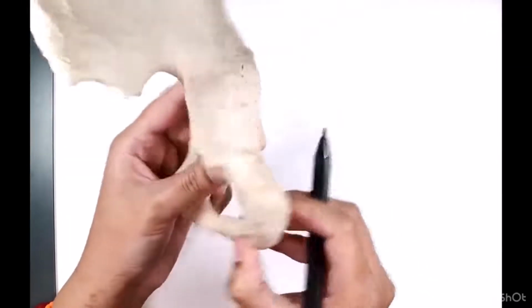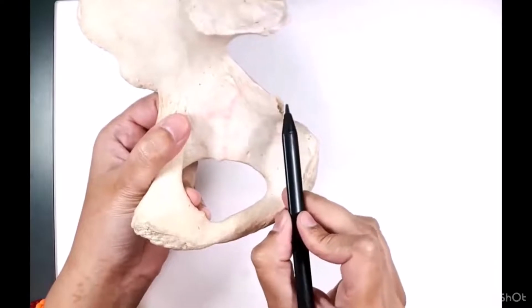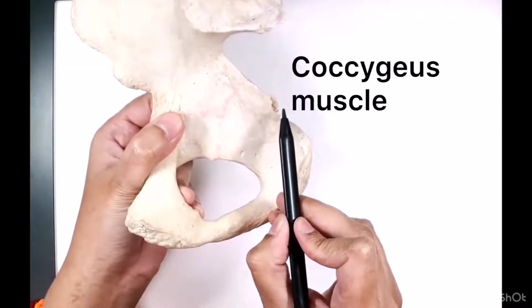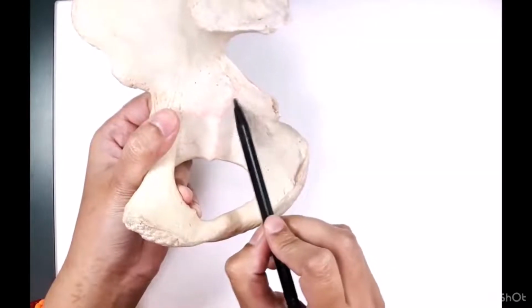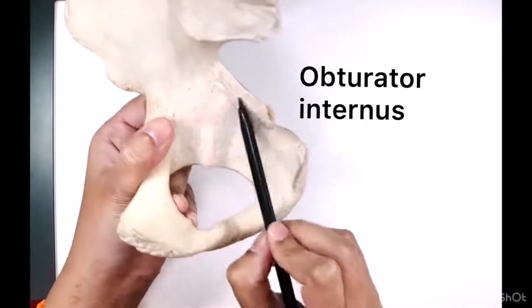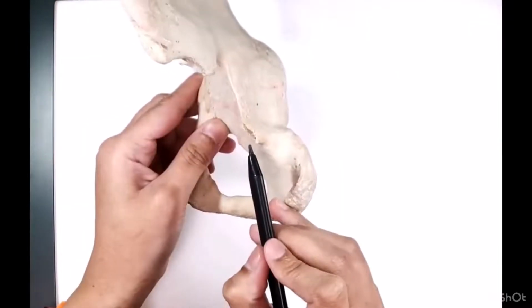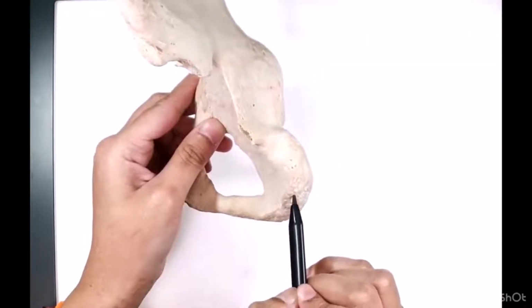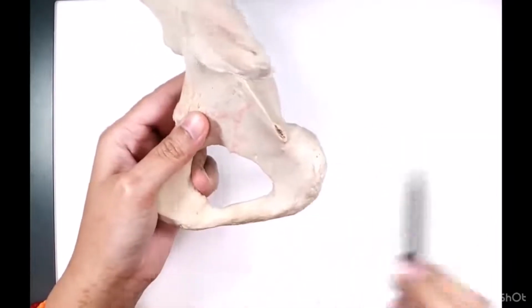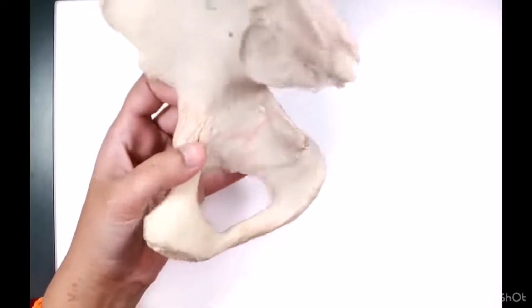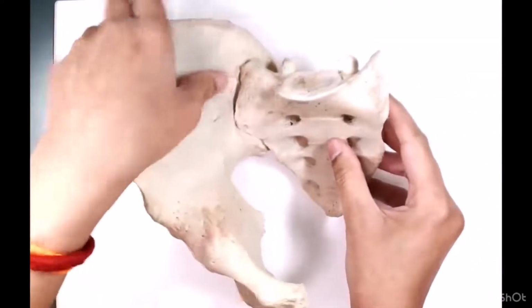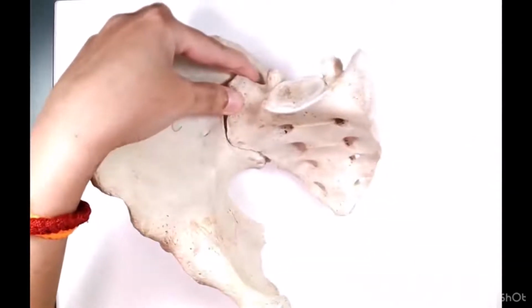Then, on the ischial spine, there is attachment of sacrospinous ligament, levator ani and coccygeus muscle. And here on the pelvic surface, there is attachment of obturator internus muscle. Sacrospinous ligament and sacrotuberous ligament convert the greater sciatic notch and lesser sciatic notch into foramen. It is like this. The sacrum articulates here.